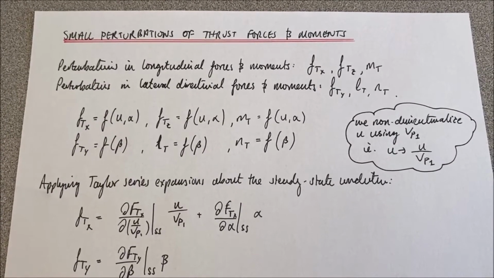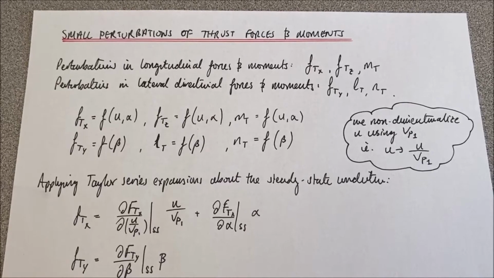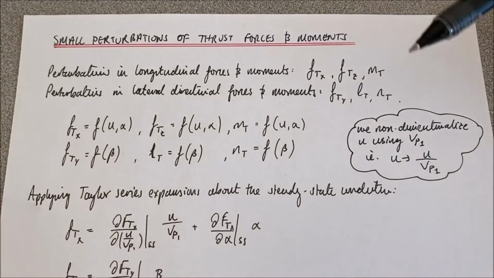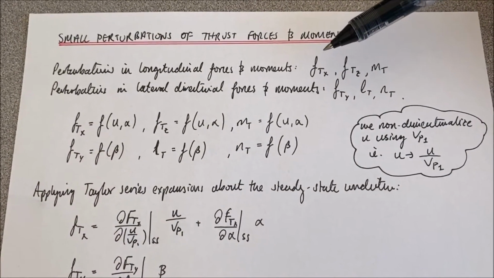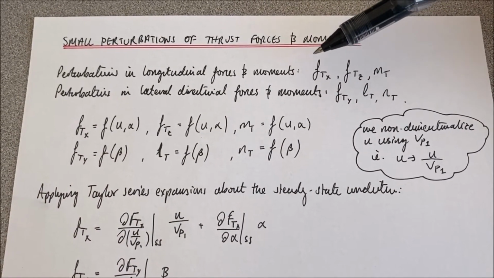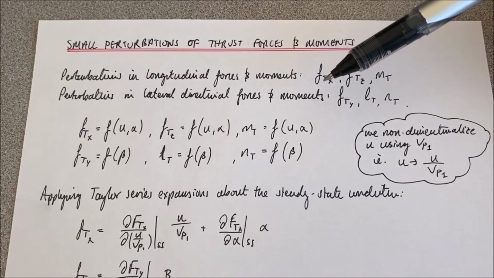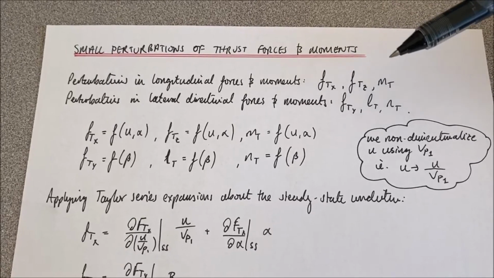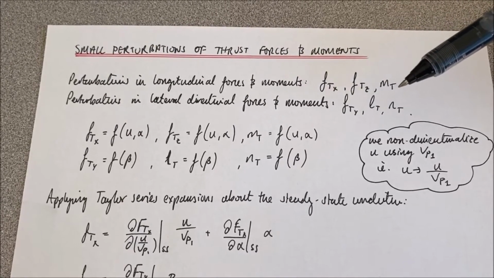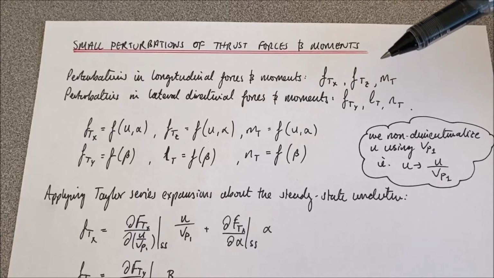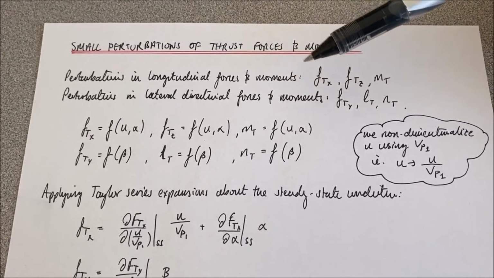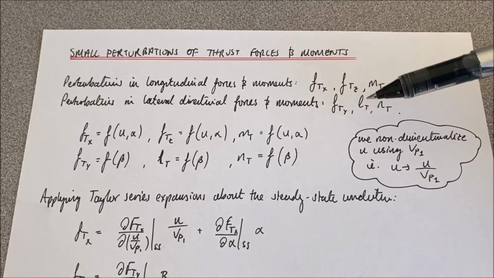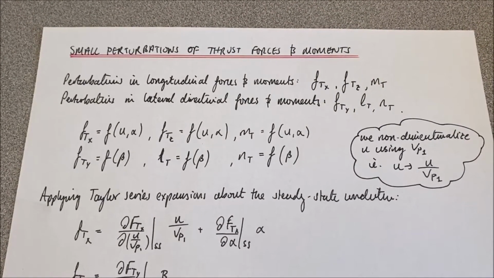Alright, so small perturbations of the thrust forces and moments then. As always, the notation for a small perturbation is the lowercase version of that particular variable. So here you can see perturbations in the longitudinal forces and moments, lowercase f sub tx, f tz, and lowercase m for the pitch moment due to thrust. And then perturbations in the lateral directional forces and moments described by lowercase fty, and then also the roll and yaw moments due to thrust.